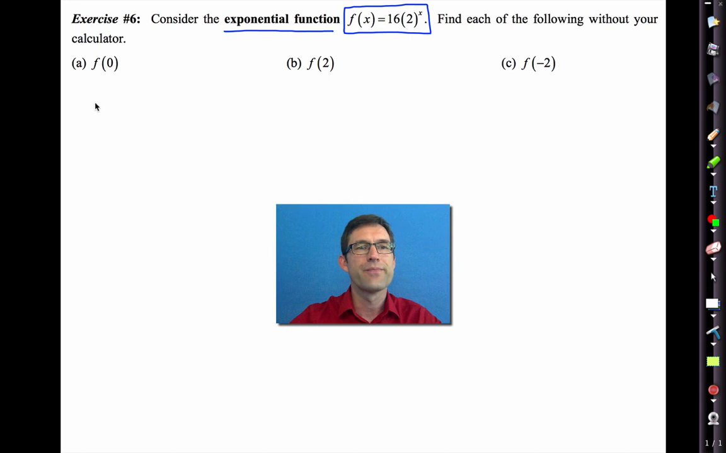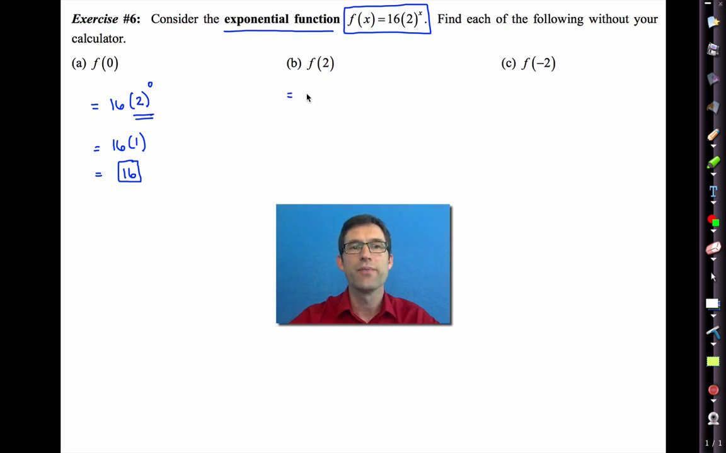So, f of 0. Well, everywhere there's an x, I'm putting in a 0. Now remember, please excuse my dear Aunt Sally, this has to come first. Well, anything to the 0 power is 1. So 16 times 1 gives me 16. F of 0 is 16.